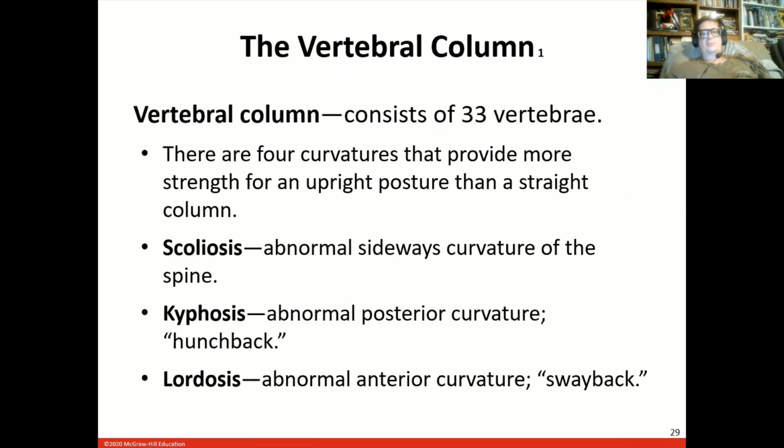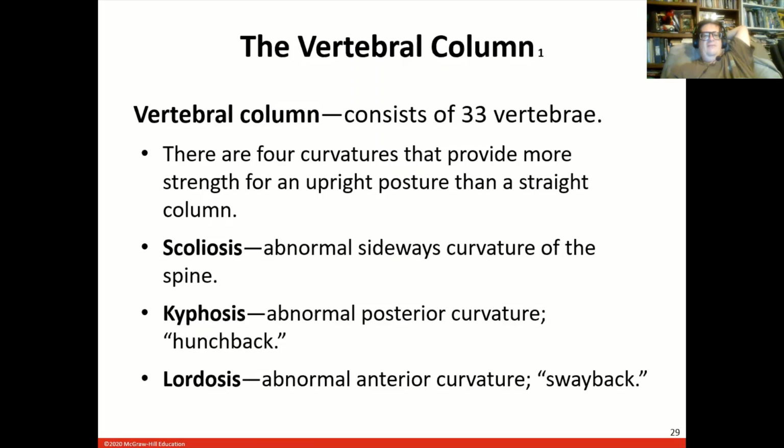All right, the vertebral column. We're still in axial skeleton. We're now doing vertebral column. The vertebral column consists of 33 different vertebrae. There are 4 curves that overall form an upright posture. If you have abnormal curvature to the side, that's scoliosis.